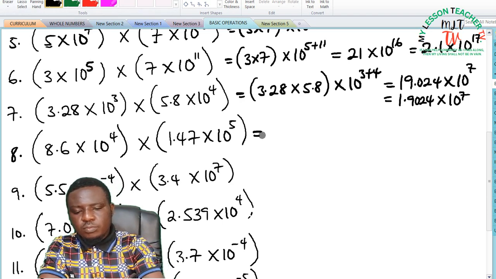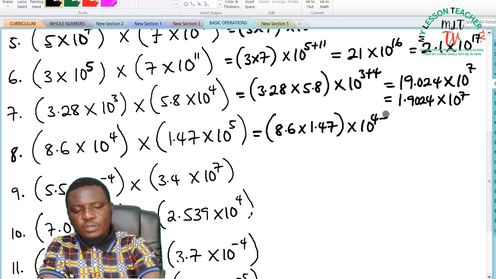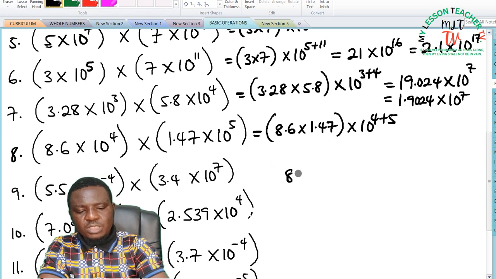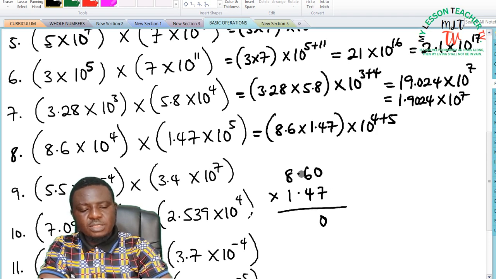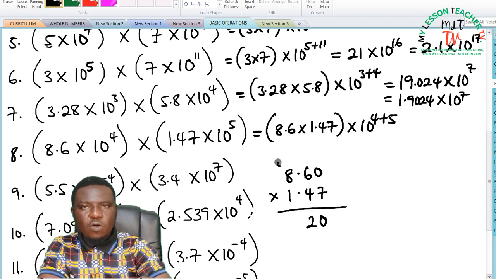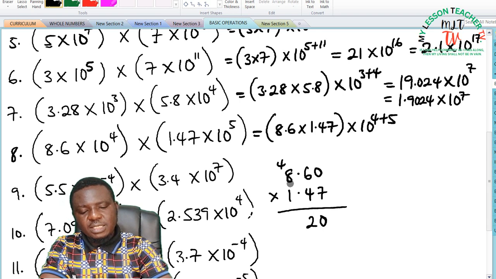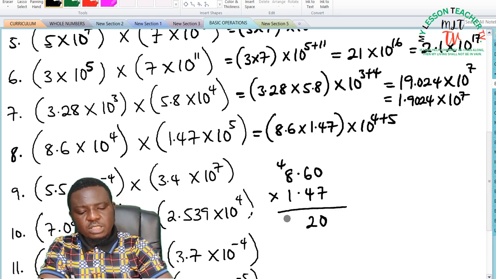8 is equal to 8.6 times 1.47 times 10 raised to the power of 4 plus 5. So when you multiply 8.6 by 1.47, you are going to have 7 times 6 is 42. You write down 2 and carry 4. 7 times 8 is 56. 56 plus 4 is 60.